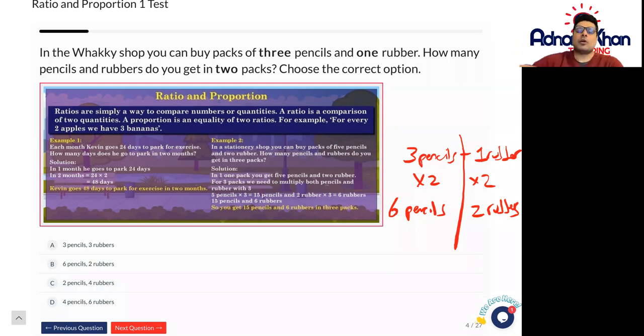So this is all about ratio and proportion. A ratio is a comparison of 2 different quantities.